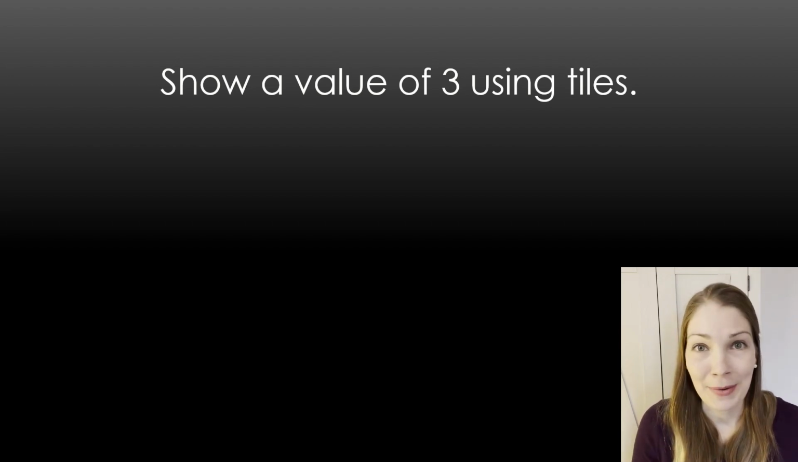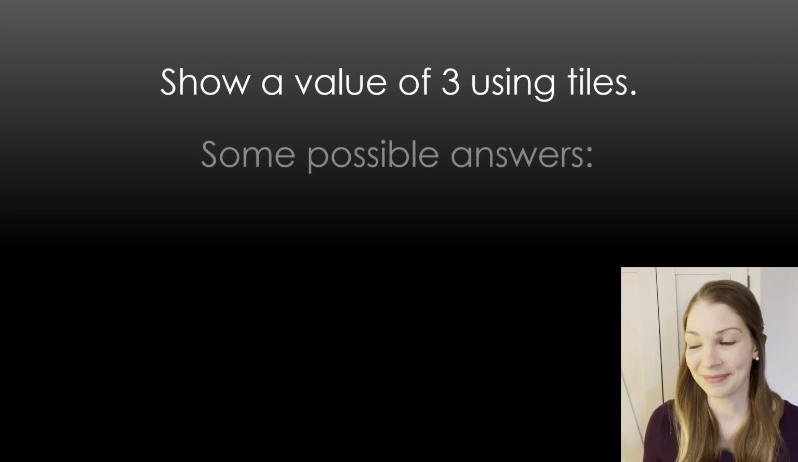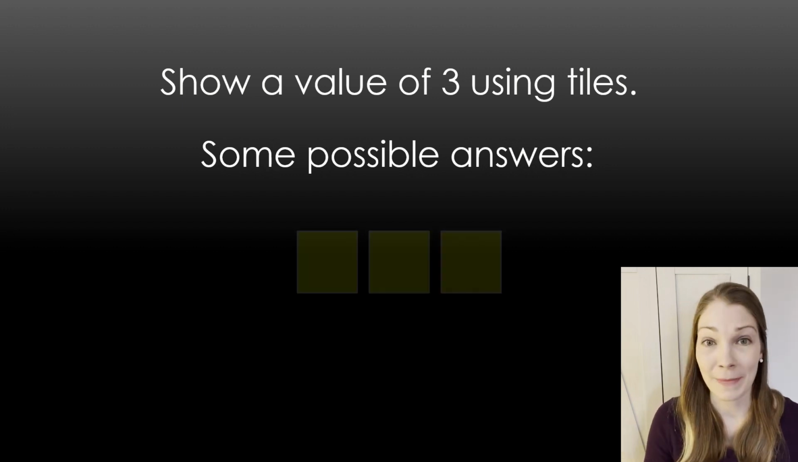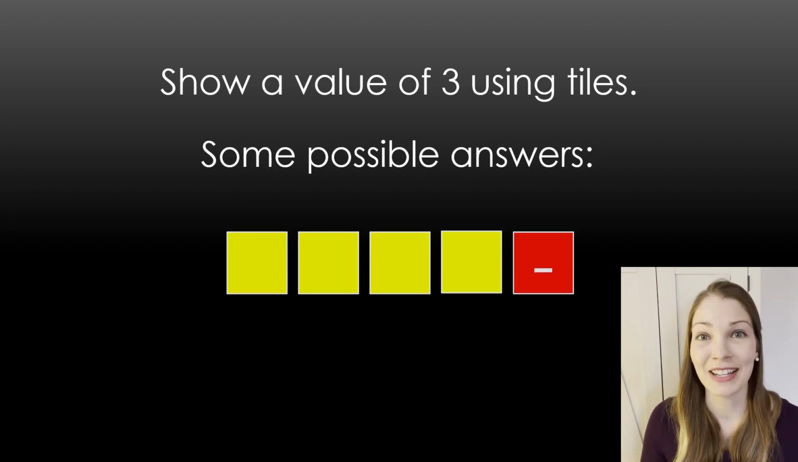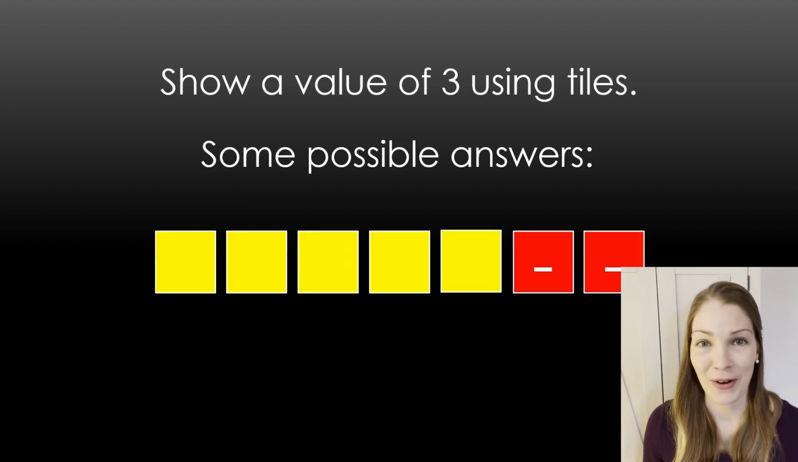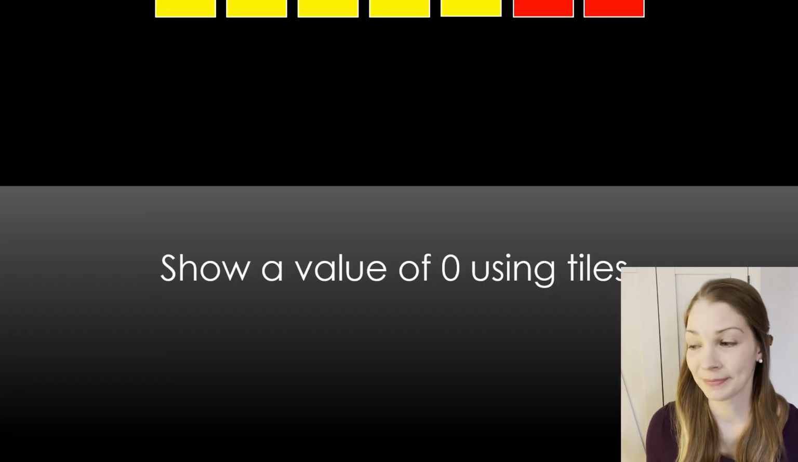So go ahead and play with your tiles and show me 3 units. Now here are some possible answers that you may have come up with. Maybe you're just showing 3 unit tiles, or maybe you're showing 4 positives and 1 negative. Or, maybe you want to show 5 positives and 2 negatives. So you get the idea here. We can get creative. All of these represent a value of +3, and that's important for students to understand.